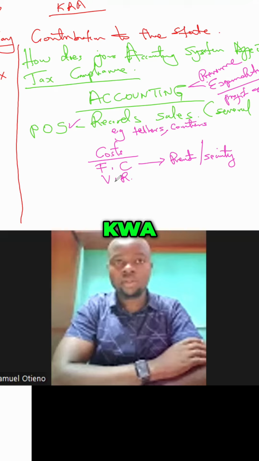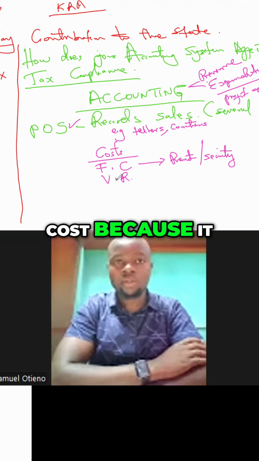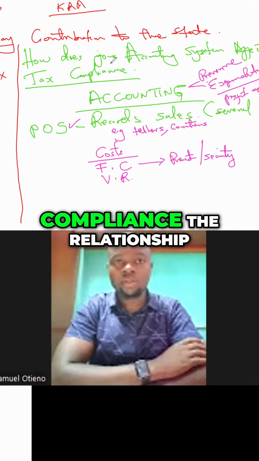Then we have variable costs that will depend on various factors. And as we talk about the variable cost and the fixed cost, we need to know that there are those expenses that you will incur either way, right? Now, I don't want to dive so much into cost because we will digress. There is a lot to talk about there. I want us to keep focus on the accounting system and tax compliance, the relationship.